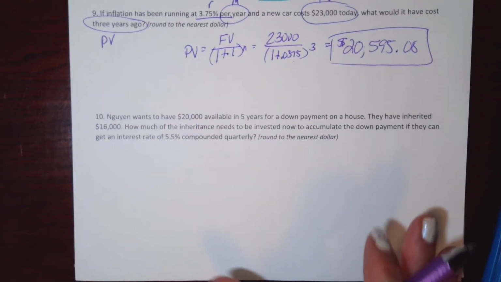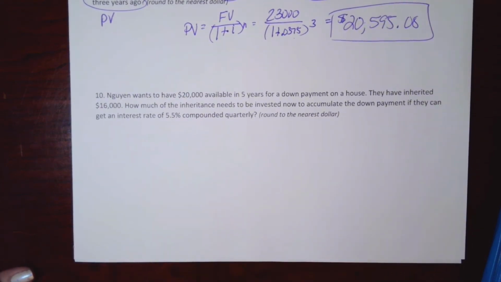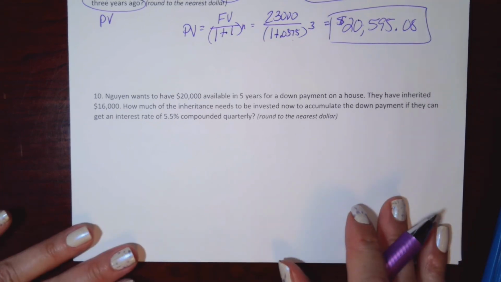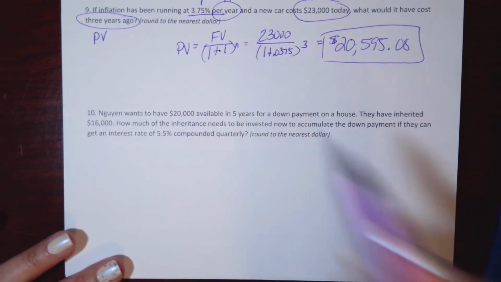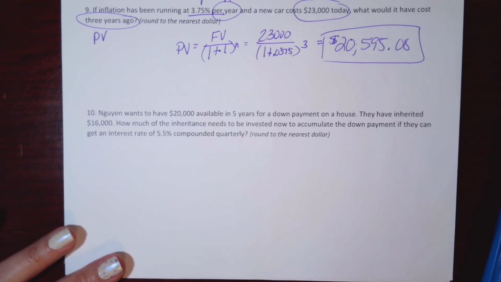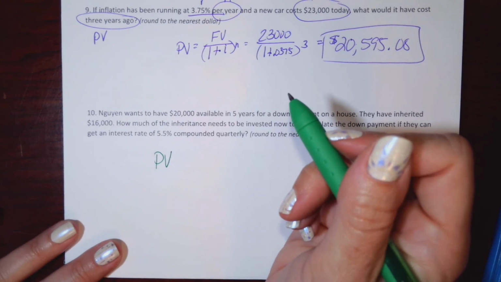All right. Last question on this guided notes. Wen wants to have $20,000 available in 5 years for a down payment on a house. They've inherited $16,000. They want to know how much of that they need to invest now so that they'll have the down payment they want and how much they can spend. So they are solving for present value.